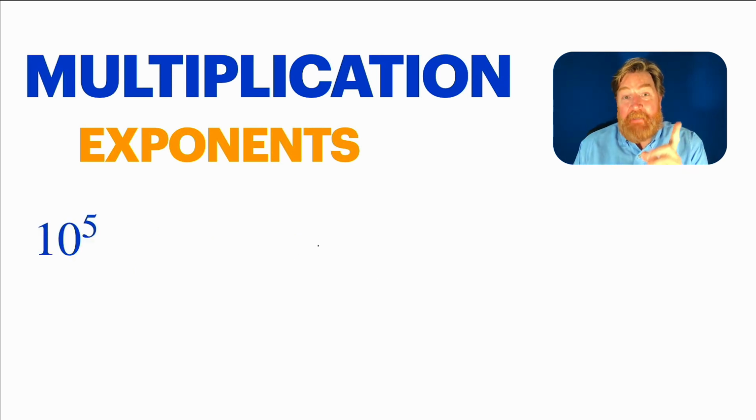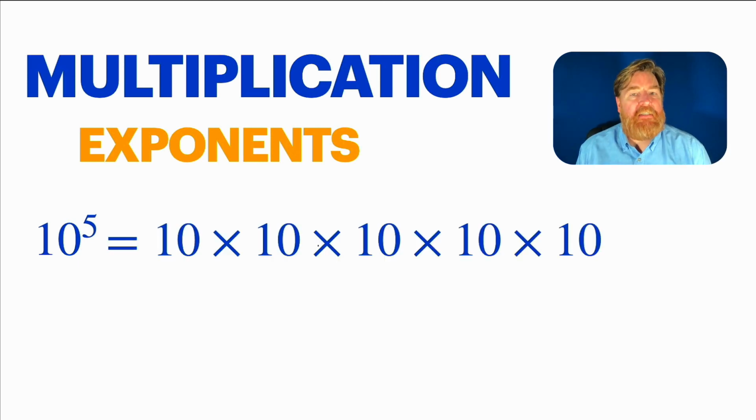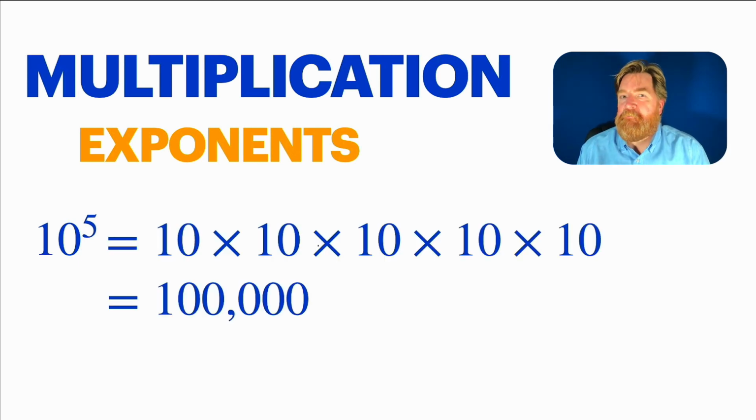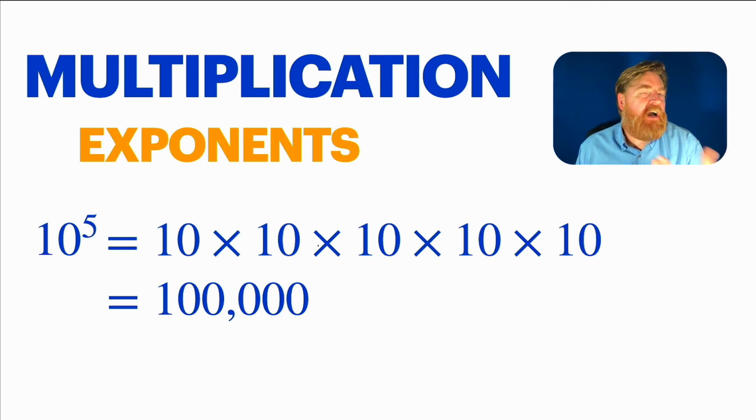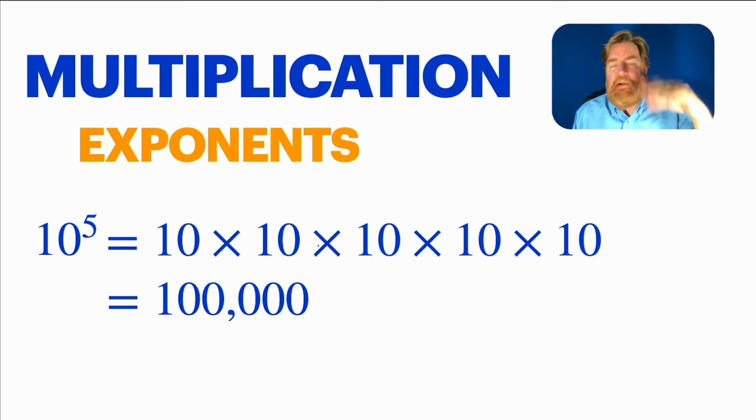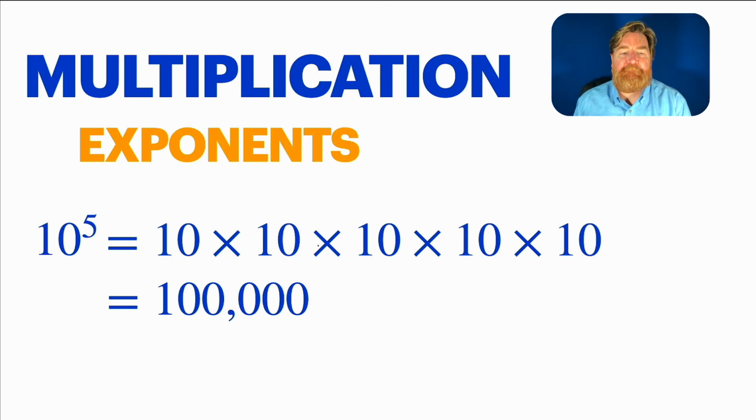Oh, this is kind of neat, and this will help us later too. 10 to the 5th, no big deal. You understand, it's just 10 times itself 5 times, but that just ends up being 100,000. And in fact, the number 5 in the exponent there really just tells you how many zeros you end up with in the final answer. Look at that. So, for later, just keep that in the back of your mind.